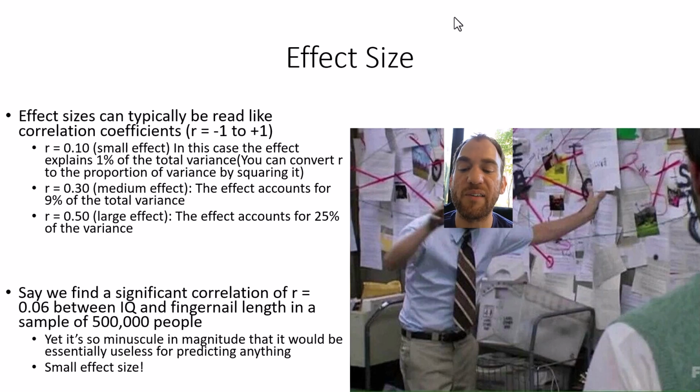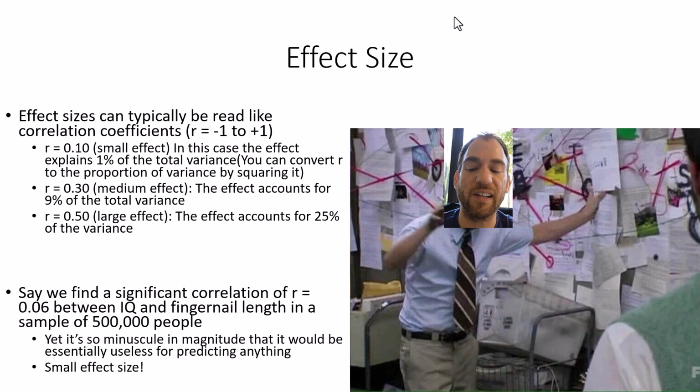Say we find a significant correlation of r equals 0.06 between IQ and finger length in a sample of 500,000 people. Yet it's so minuscule in magnitude that it would be essentially useless for predicting anything. It has a small effect size. So the experiment here is that we want to test a correlation between fingernail length and IQ. Say we sample 500,000 people and find a significant difference, that is, p is less than 0.05. But then say our r, that is our effect size, is 0.06, which would be very, very small.